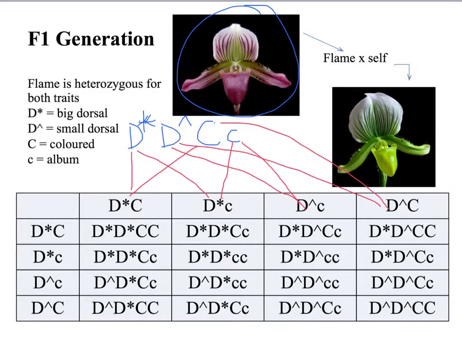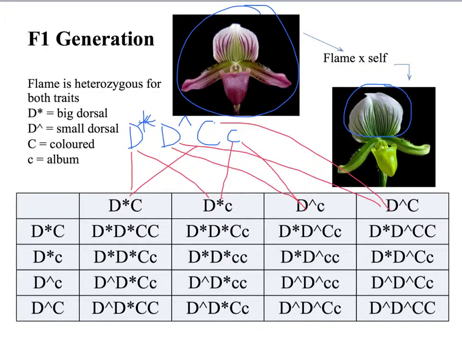This enables us to work out how the different alleles are going to be combining in the next generation. If we turn this into a Punnett square, we just work it through. Now if you remember, when we're a commercial grower, what we're looking for is essentially the picture on the right hand side, where we have a lovely big dorsal, which is from one of the grandparents, combined with the albino colour of the other parent.